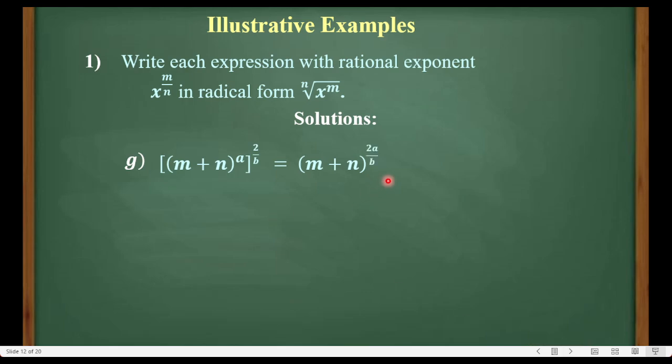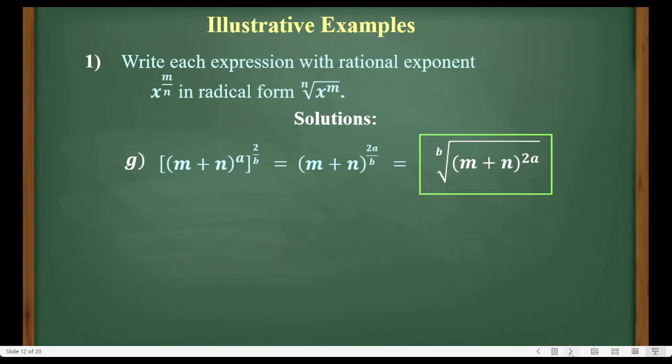And from here, iraradical na natin to, no? So we express this in radical form. So what would be the answer? The b-th root of the quantity m plus n raised to 2a. 2a is taken from the numerator of this rational exponent or expressions with rational exponents. And this is the answer. Yun. Then we go to letter H.